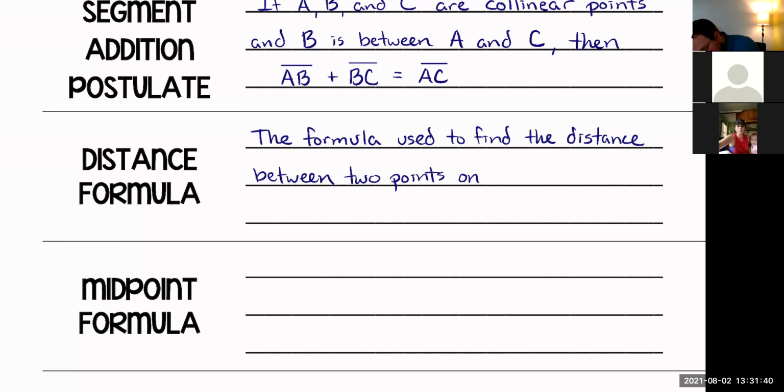I'm going to say on a coordinate plane because that's usually where we do these measurements. Coordinate plane, you should have heard that term before, especially if you've had me. Coordinate plane is just going to be that grid where we count our X and Y coordinates to find those points. So the formula used to find the distance between 2 points on a coordinate plane.